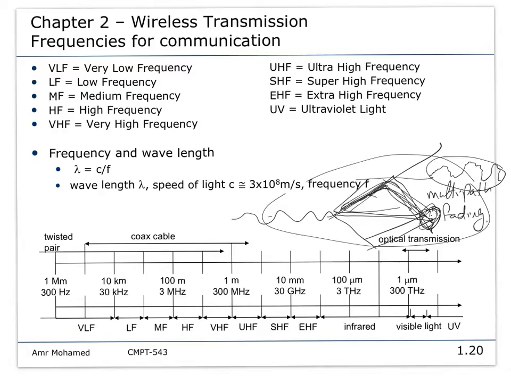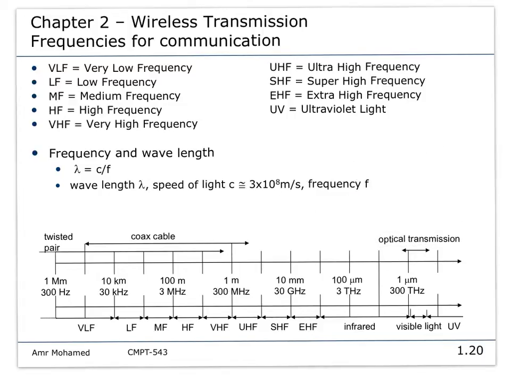Okay? So this is one characteristic. The higher the frequency is, the more sensitive the wireless signal will be with respect to obstacles that create multipath fading. Okay? So that's one aspect. The other aspect is that we need to know that the power of the signal is proportional to 1 over the frequency square. Okay? What was it again? The power of the signal.